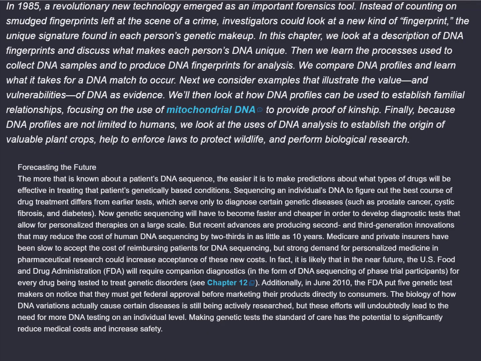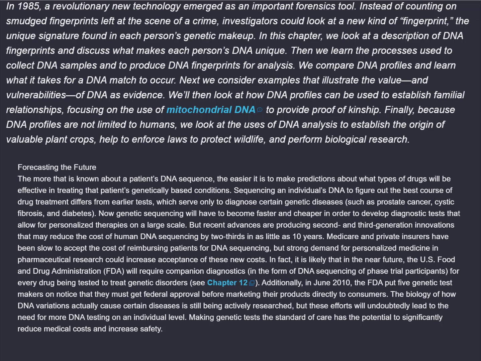In 1985, a revolutionary new technology emerged as an important forensics tool. Instead of counting on smudged fingerprints left at the scene of a crime, investigators could look at a new kind of fingerprint, the unique signature found in each person's genetic makeup.